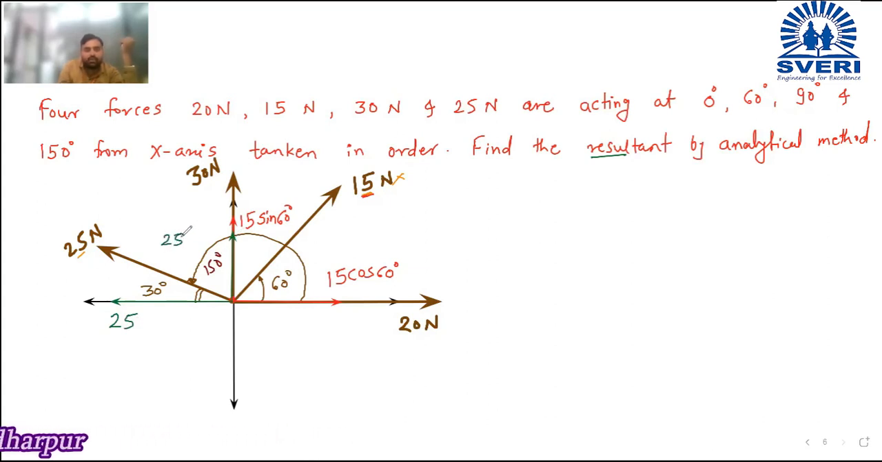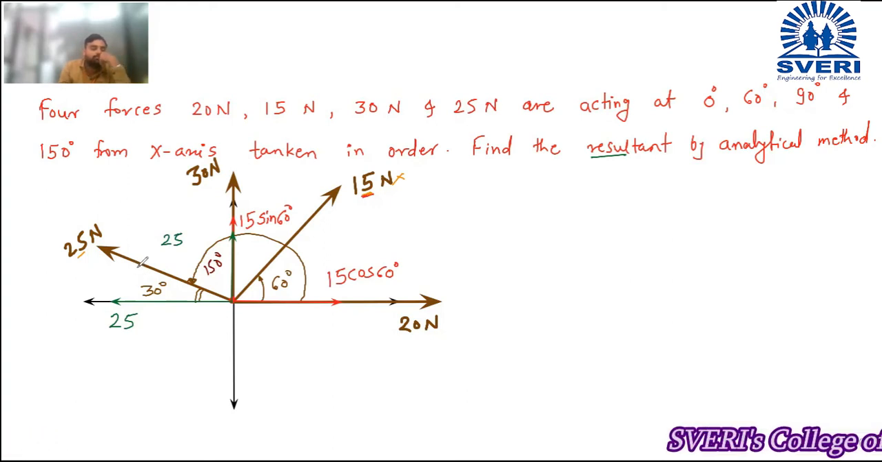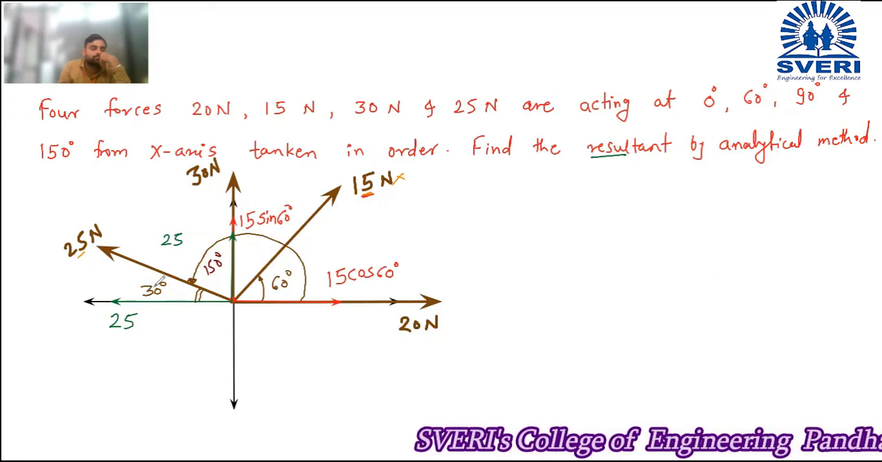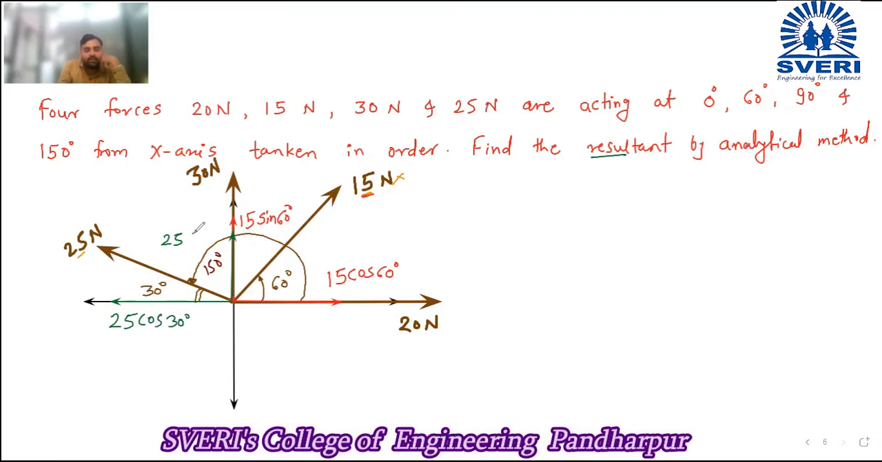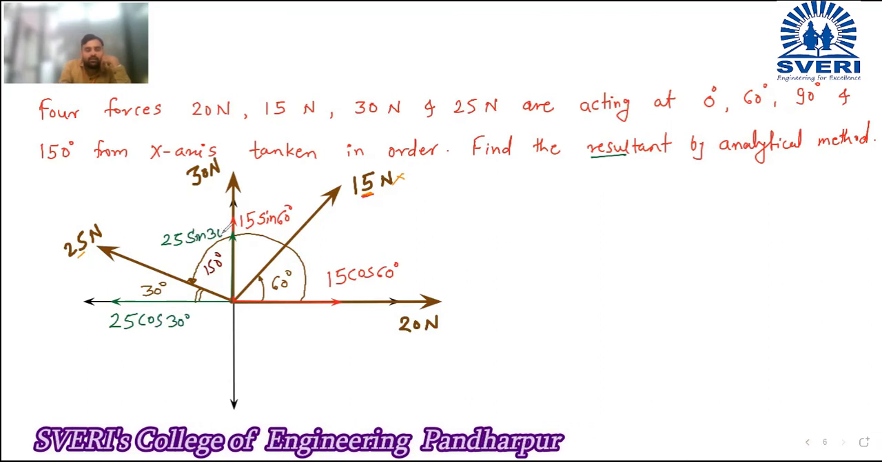Tell me, whom will you give sin and whom will you give cos? Negative x component gets cos. So this is cos of 30 and this is sin of 30.